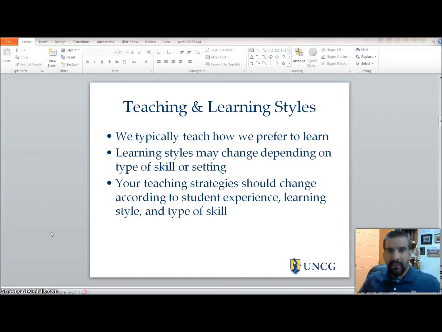So the first thing you want to understand is that we typically teach the way we learn. So if you're a visual learner, you're typically going to teach visually. If you're an auditory learner, you're going to teach auditory, kinesthetic, etc. So just understand that even though you may have learned something one way, your student may not learn it the same way. And I know it's easy to say, well, I learned it by doing this, therefore you should be able to learn it by doing this.